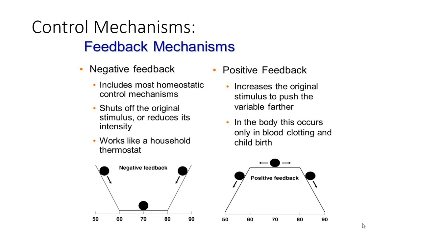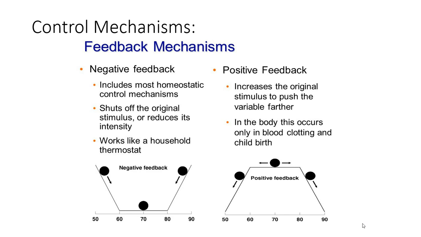Negative feedbacks work like household thermostats. You set your thermostat to 70. If the temperature exceeds 70 in a cooling setting, the thermostat will come on and it will produce cooling air until the temperature goes back to 70. So again, a negative feedback is a reverse response. It works in opposition of the stimulus. It reduces the intensity, and it works similar to a household thermostat in a cooling or heating setting.